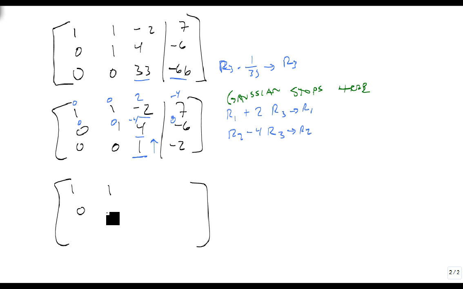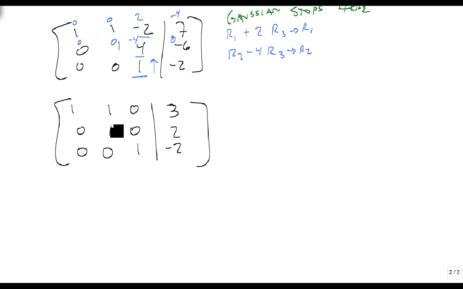The first columns don't change because these were zeros. The last row doesn't change because we didn't do anything to it. But minus 4 plus 4 is 0, and 8 minus 6 is 2. Minus 2 plus 2 is 0, and minus 4 plus 7 is 3.